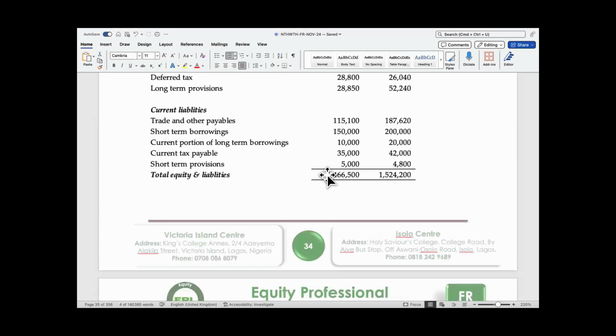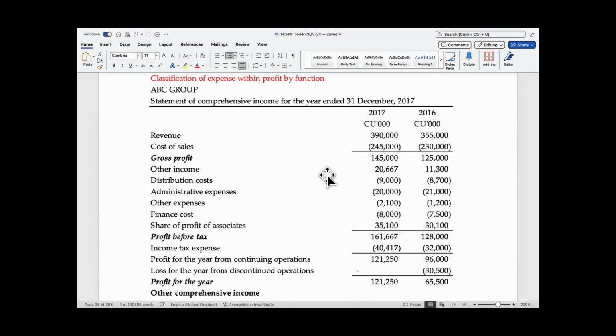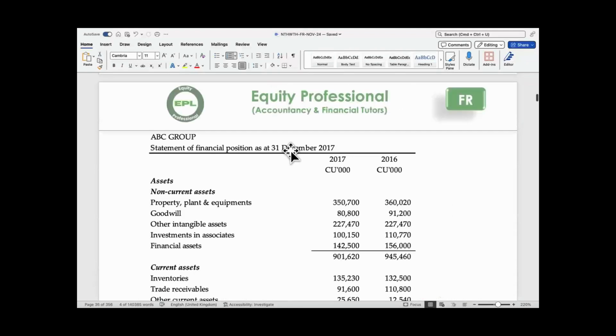Then we have our statement of profit or loss. You see the name of the company in the title of this statement, and here I call this statement of comprehensive income, which is allowed. Sometimes they call it statement of profit or loss and other comprehensive income. This one will be for the year ended, which is different from your statement of financial position that is as at. This one is for the year ended.